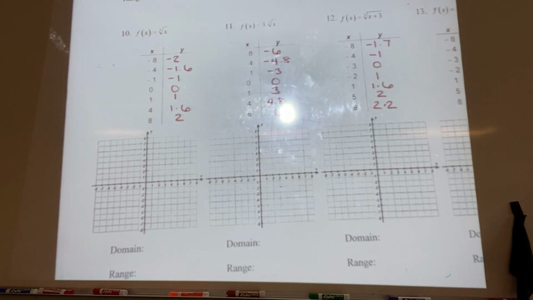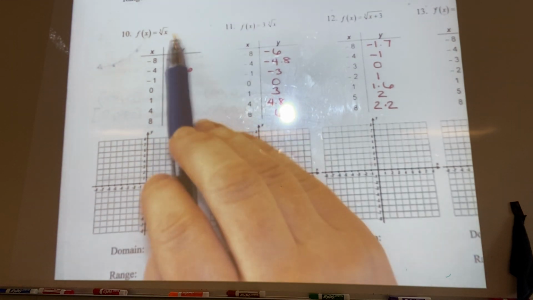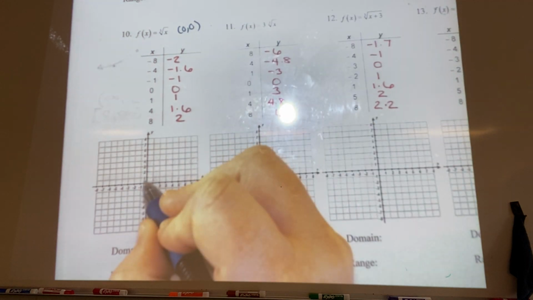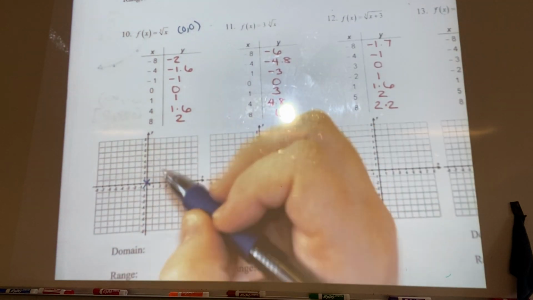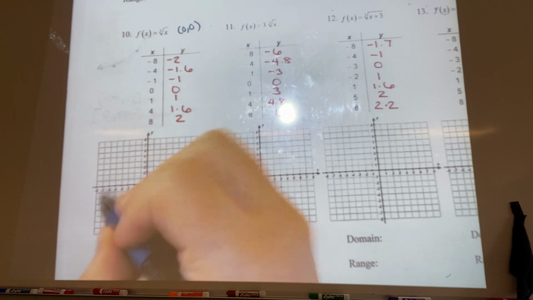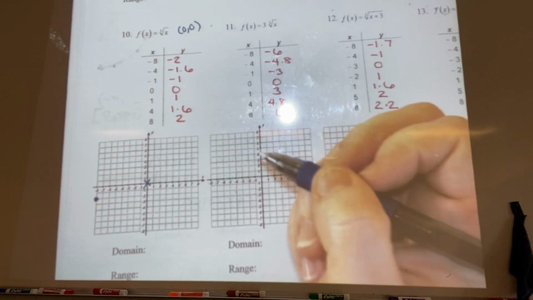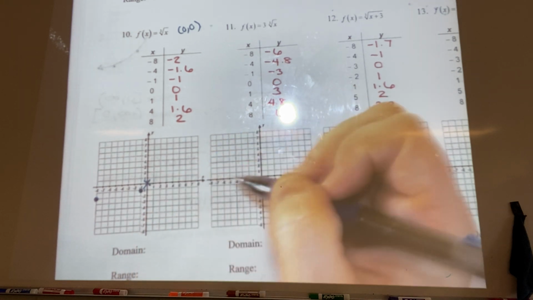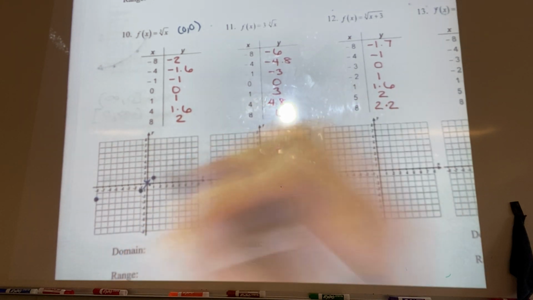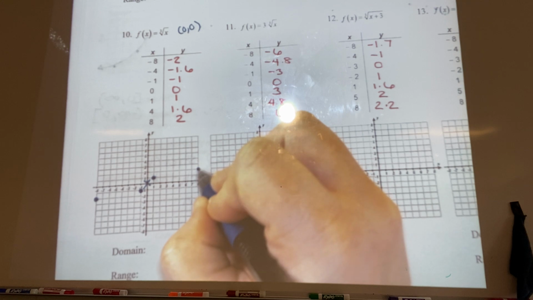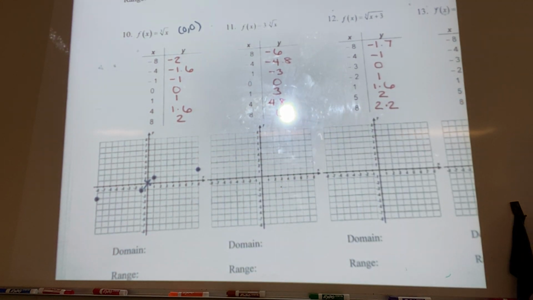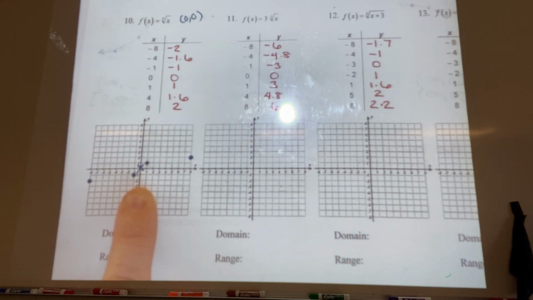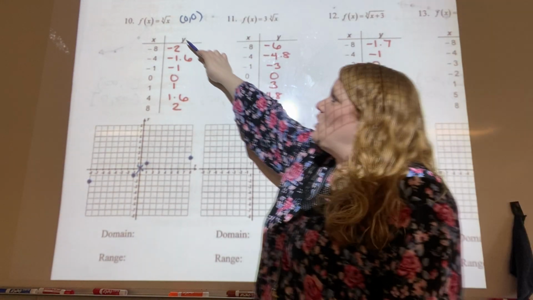So this time, my pivot point, is anything added or subtracted? No. So my pivot point, 0, 0. So X marks the spot. So I'm gonna plot -8, -2, -1, -1, 0, 0 is already there, that's my pivot point, 1, 1, and 8, 2. All right, well this time you'll notice that you have points on both sides of that pivot point. That's because this is a cube root.